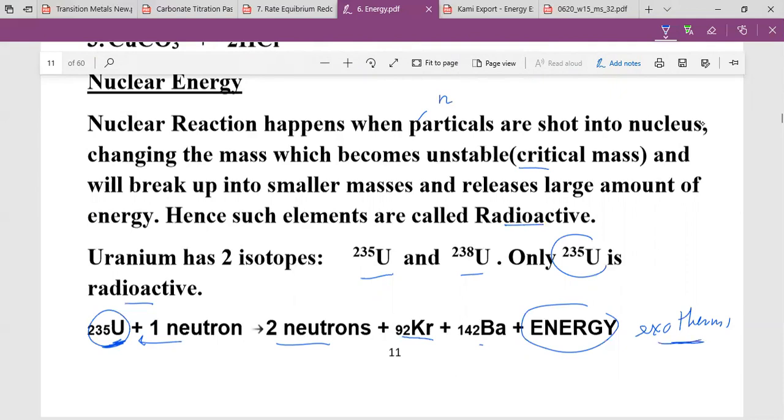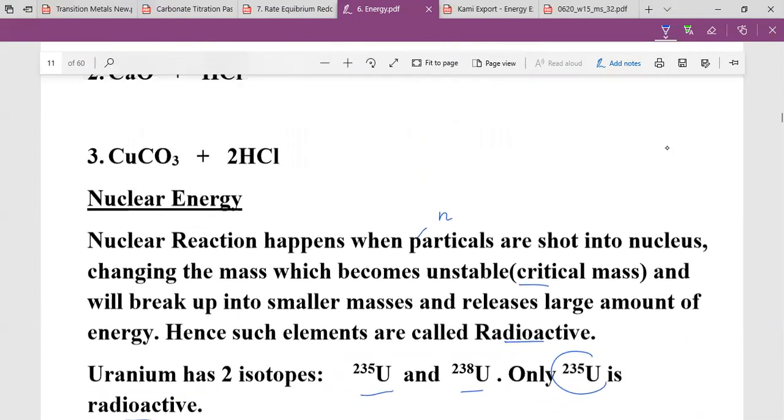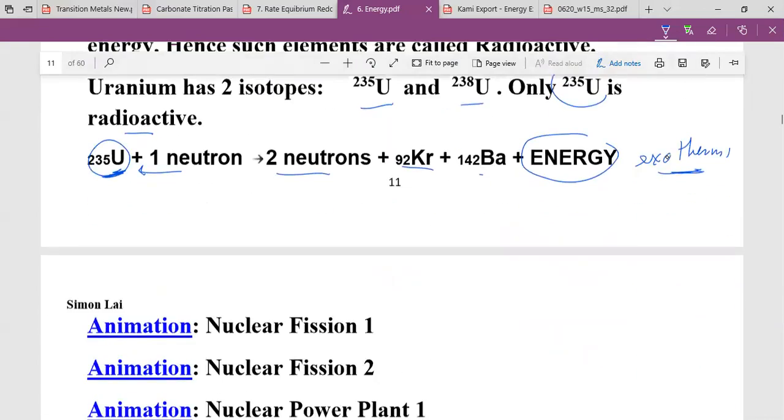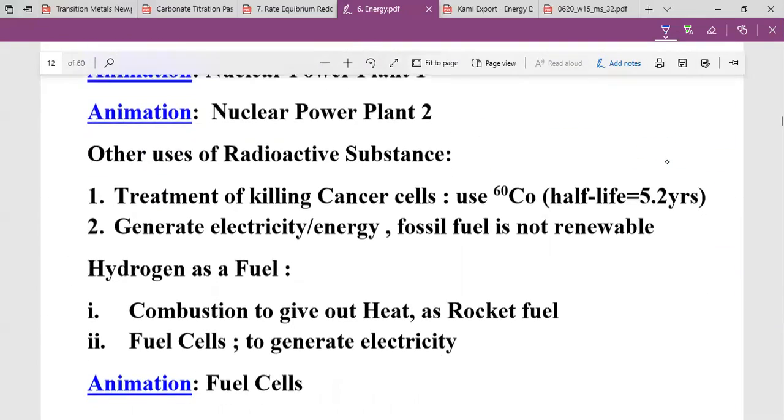So it's an exothermic reaction. Heat is given out and absorbed by the water. The water boils and changes to steam energy, which turns the turbine and gives electricity. Okay, so here it is.